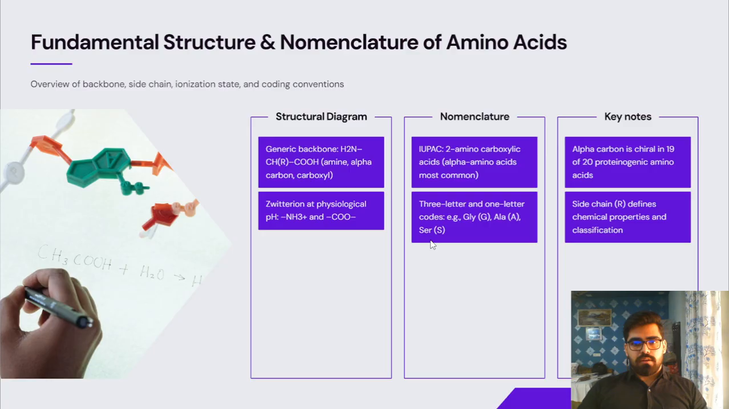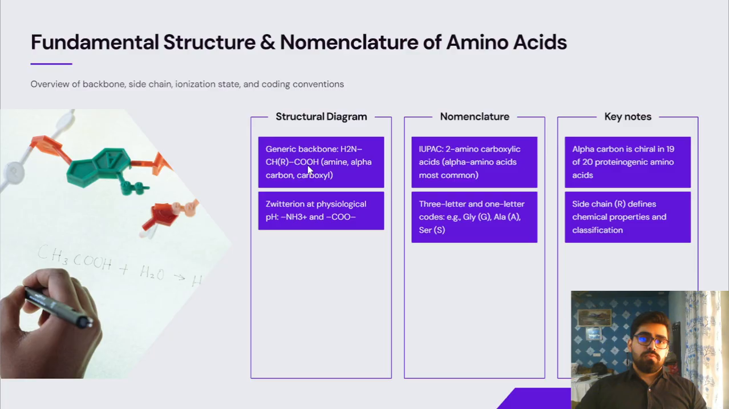Key notes. Glycine is an exception; except for glycine, all the amino acids are chiral in nature. And just to keep in mind, the side chain defines chemical properties and classification. Because the carboxyl group and the amino groups are almost the same, it is only the side chain that binds them together which determines their physical properties and also the chemical ones.